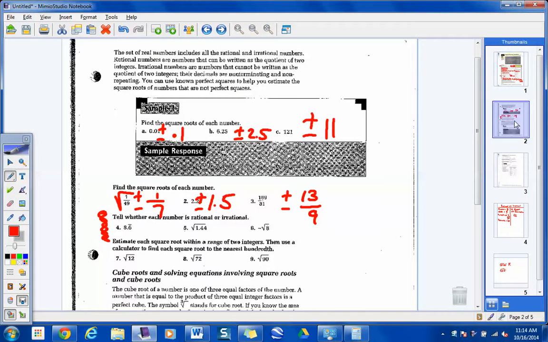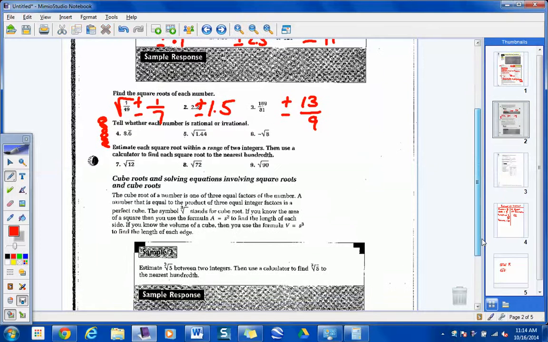You guys do these three on your own right here. Tell whether each number is rational or irrational, numbers 4, 5, and 6. Let's just look at the first one. What does this bar above the 6 mean? It repeats, right? Repeaters. Where did that fall in your chart, rational or irrational? It's rational.